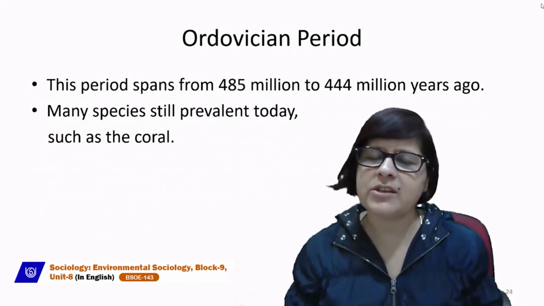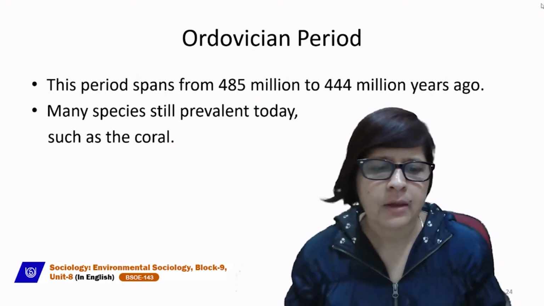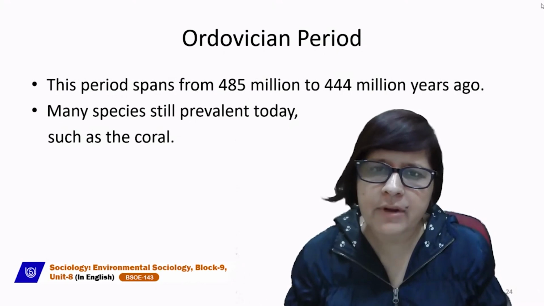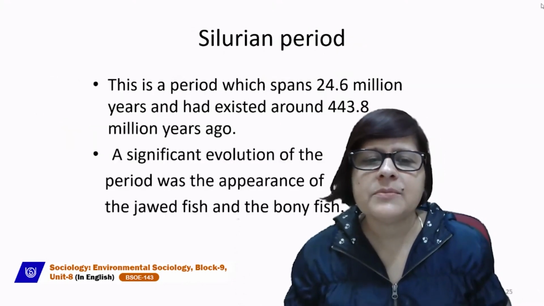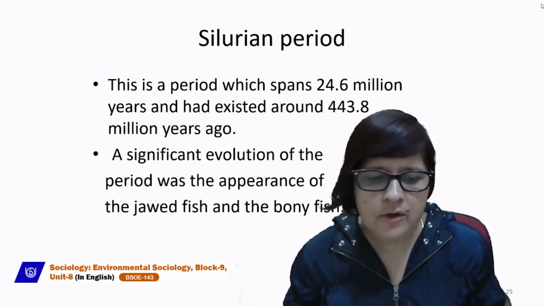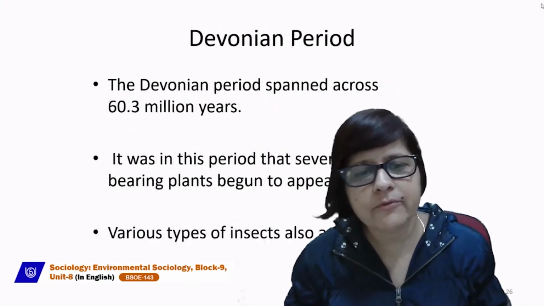Then comes the Ordovician period. The Ordovician period spans 485 to 444 million years ago, and many of the species are still prevalent today. Then comes the Silurian period. A significant evolution of this period was the appearance of the jawfish and the bony fish.